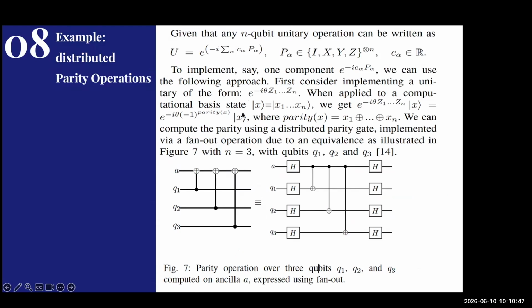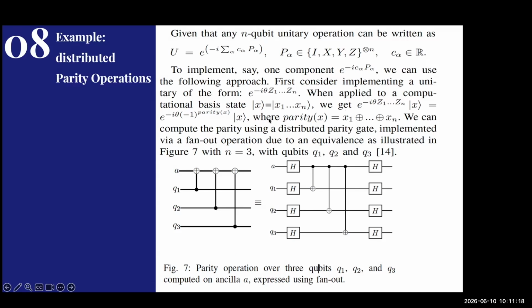So if you generalize the example previously, and we want to deal with any n-qubit unitary operation of this form, e to the minus i times a summation of some constant times a Pauli operation, a Pauli string, then you can consider implementing a unitary of this form, right? When applied to a computational basis, we get this, right?